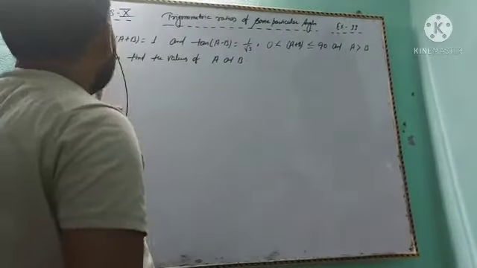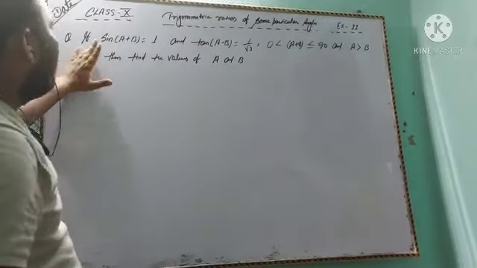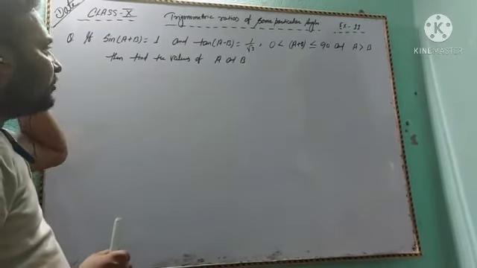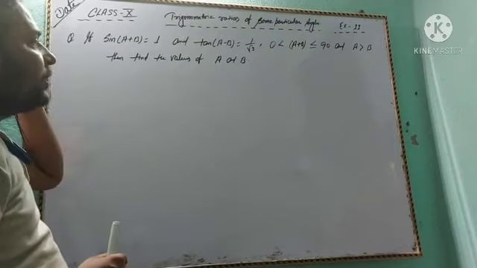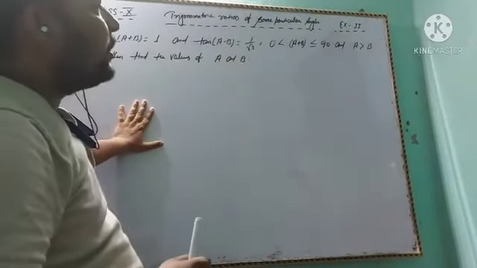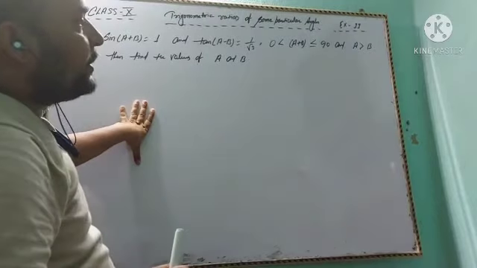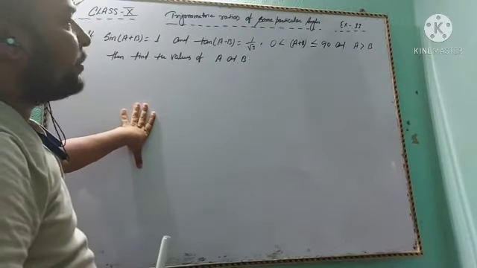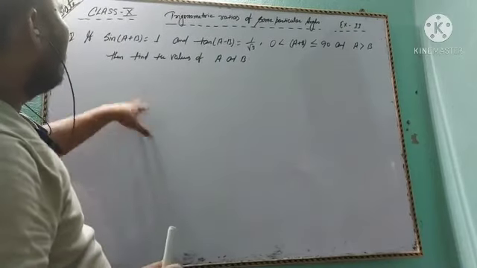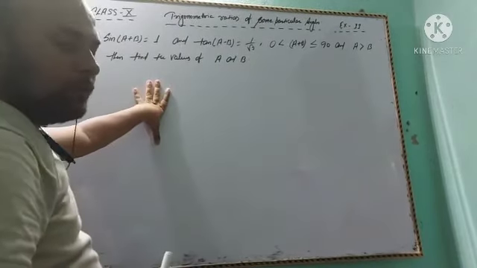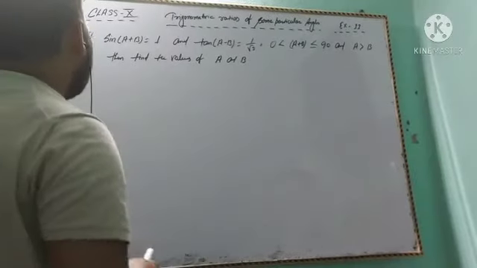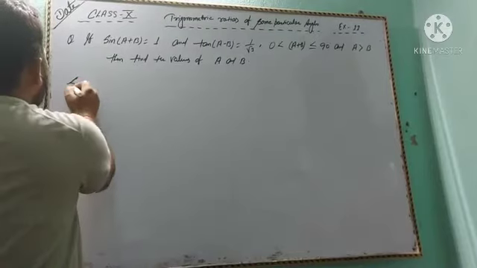Students, our next question is: if sin (A plus B) is equal to 1 and tan (A minus B) is equal to 1 by root 3, where A plus B is greater than 0 degree but less than or equal to 90 degree and A is greater than B. So A and B are acute angles, A is greater than B, then find the values of A and B. Okay, we have to find the values of A and B. So let's start the solution, students.